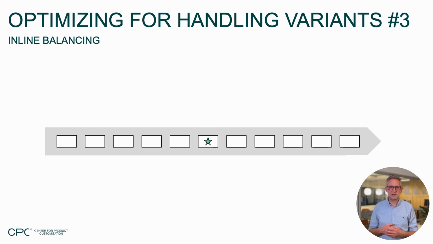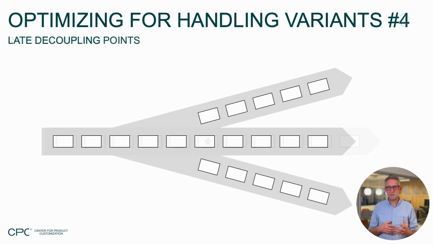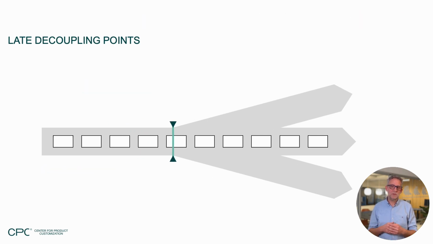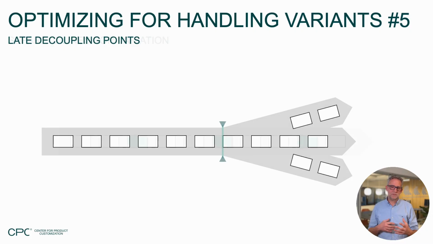Another method is to implement a late decoupling point, where common parts of the products are processed at the beginning of the production line, and the unique or customizations are handled towards the end. This approach helps minimize variability early on, reducing its impact on the flow.